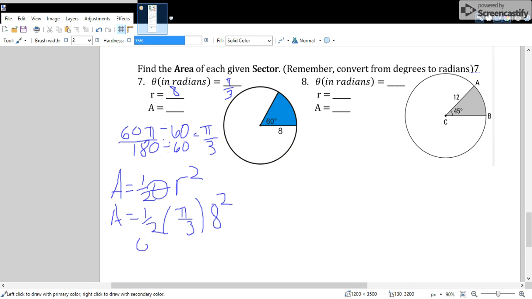So that will be 64 over 2 times pi over 3. Half of 64 is 32. So our area will be 32 pi all over 3. Try the rest of these practice problems on this worksheet on your own and then turn it in.